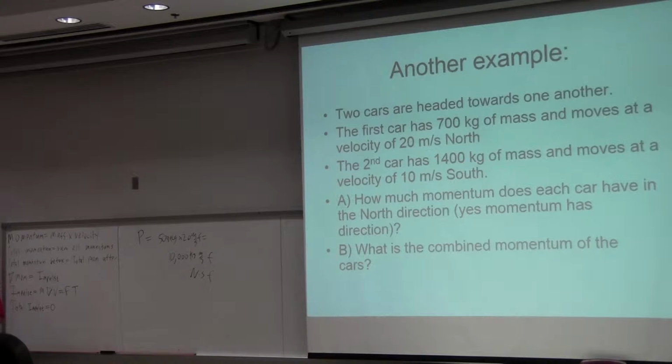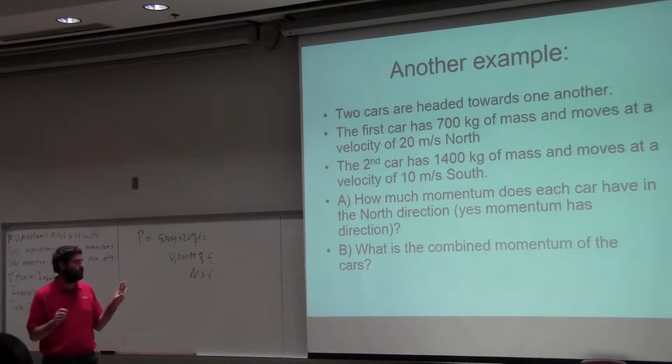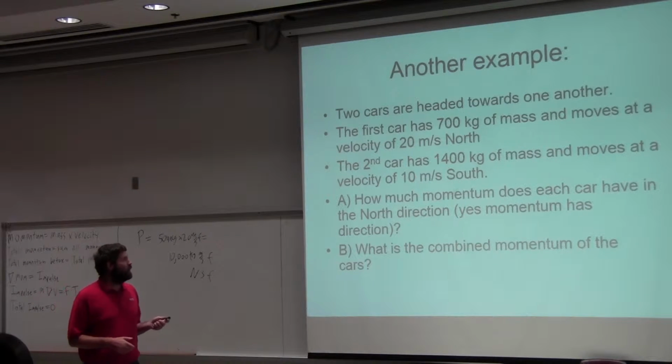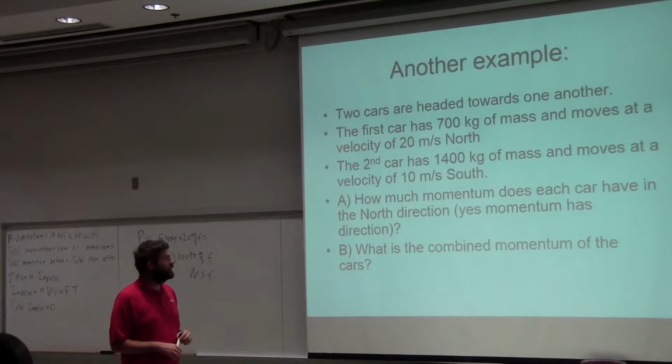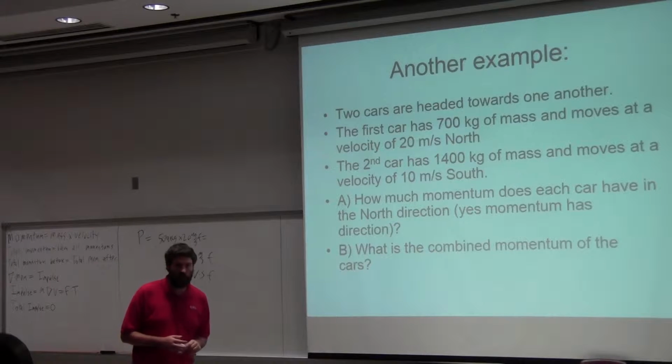So let's do another example. So this one we have more than one momentum, so we're going to have to add up momentums, and we're going to have to watch direction. So we have two cars, 700 kilograms and 1,400 kilograms. The lighter car, 20 meters per second north. The heavier car, 10 meters per second south.